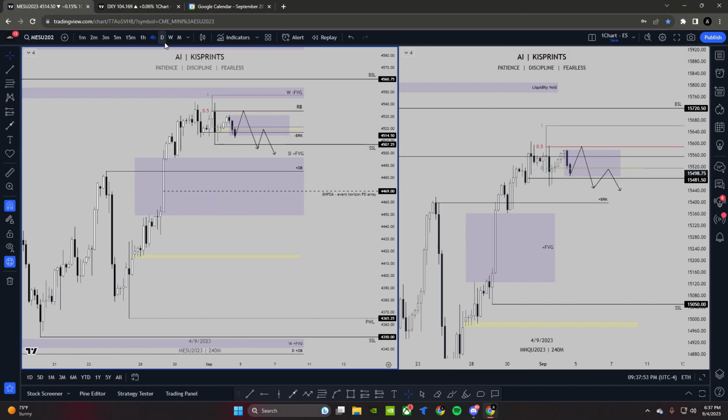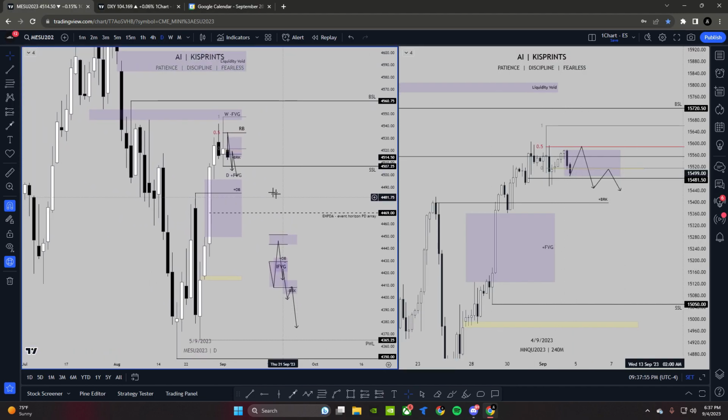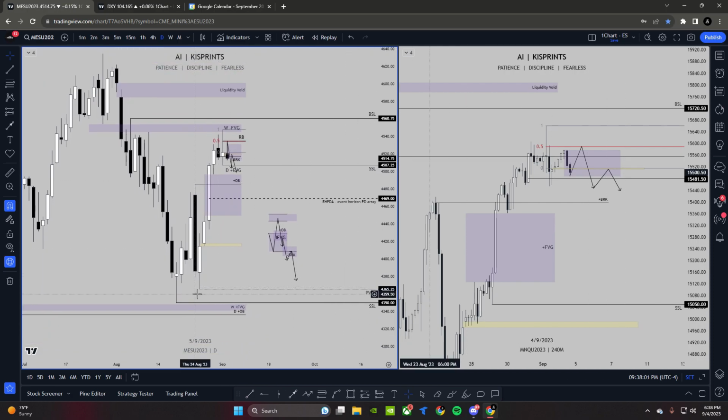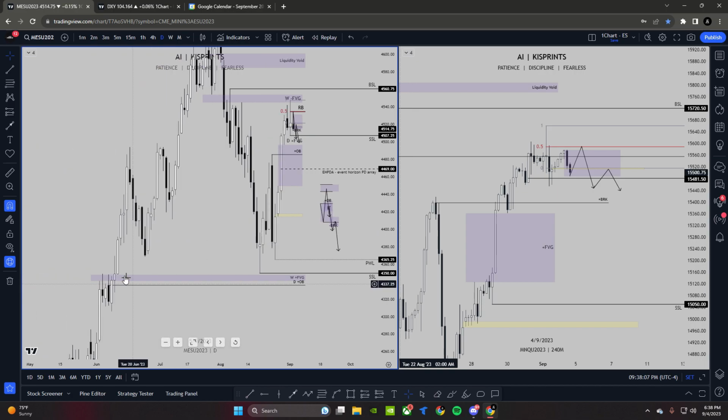Going into the indices here, if we want to see lower short term, we're going to be targeting this daily BISI, ultimately targeting the previous week low, which is this sell side liquidity down here, ultimately targeting the weekly fair value gap.